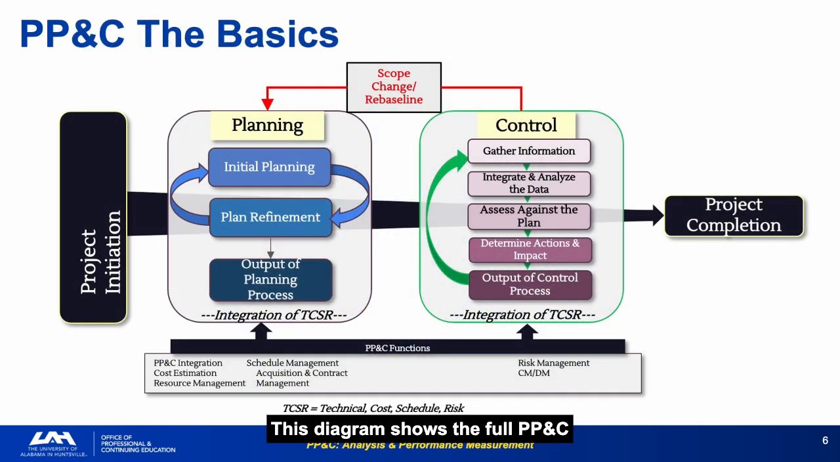This diagram shows the full PPNC control loop: gathering information, integrating and analyzing, assessing against the plan, and determining actions and impact. The baseline separates the planning phase from the control phase. Everything in this course operates to the right of that line. TCSR, technical, cost, schedule, risk, is the integration thread. PPNC functions only work when all 4 are connected. If your monthly reports address only 1 or 2 of these functions in isolation, you're reporting, not controlling.